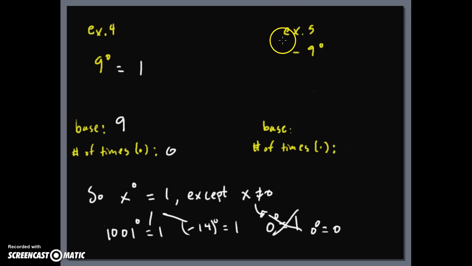So if we look at example number 5, we know that 9 to the 0 power equals 1. However, it's not a negative 9 because we have no parentheses. So our base here again is 9. It's being multiplied by itself 0 times. So we know that 9 to the 0 power equals 1. And we're going to go ahead and bring down this negative, so it actually equals a negative 1 for our answer. Last example today.